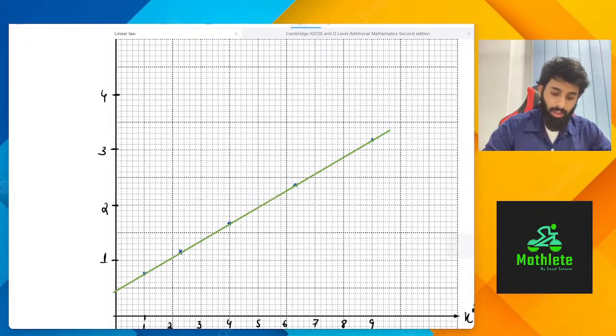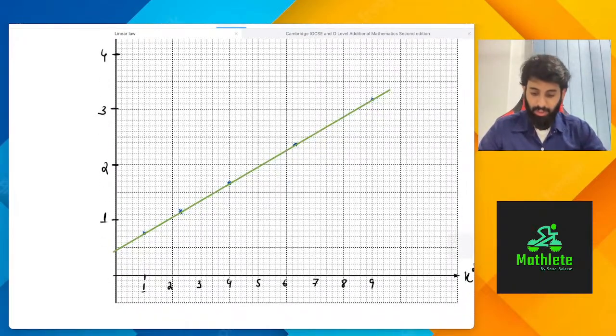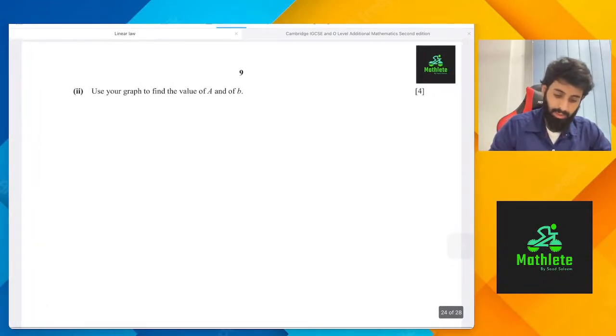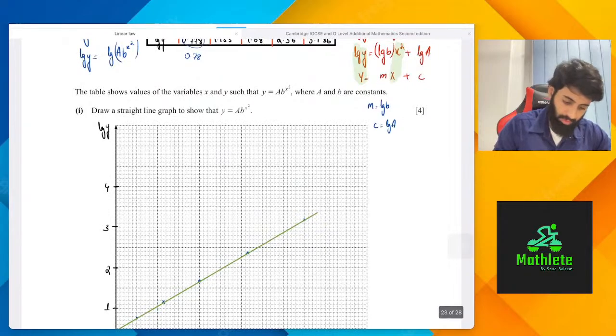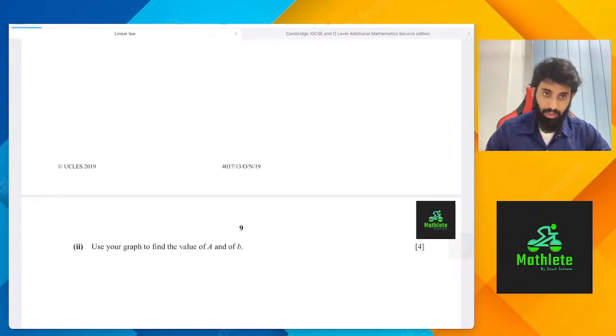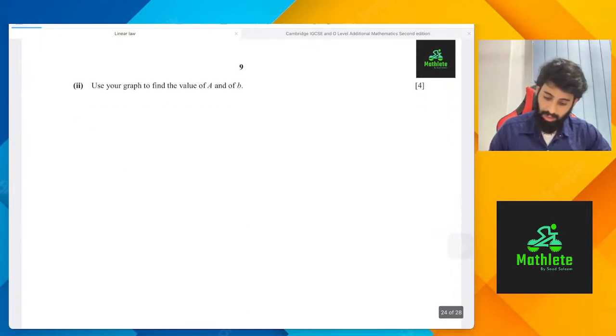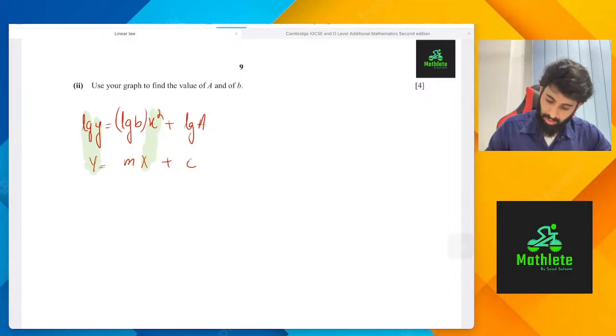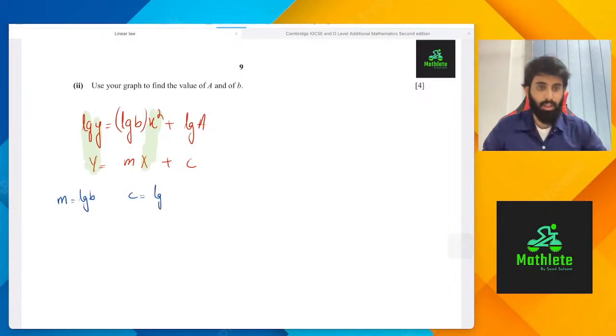Okay, now look, let's clear one thing here. It says use your graph to find the value of a and b. Now we just concluded, let me copy paste it here, that when we use the graph to find the gradient, that gradient is going to help us find out the value of lg b. M is going to help us find out the value of lg b, and the y-intercept is going to help us find out the value of lg a.